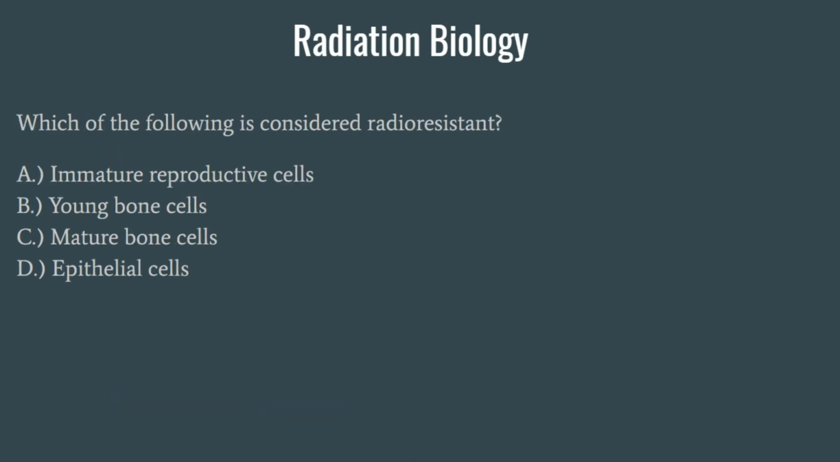Which of the following is considered radioresistant? A, immature reproductive cells, B, young bone cells, C, mature bone cells, or D, epithelial cells? Correct answer is C, mature bone cells. Radioresistant, meaning they can resist radiation.